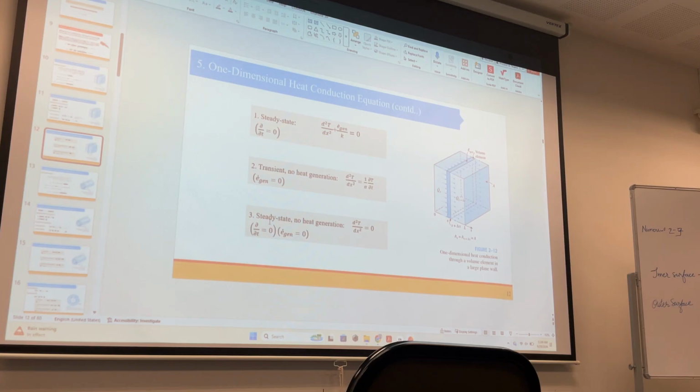Is there any heat generation? When you read the numerical, is there any heat generation? Are they talking about any heat generation? No, right? So, equation 3. Okay?